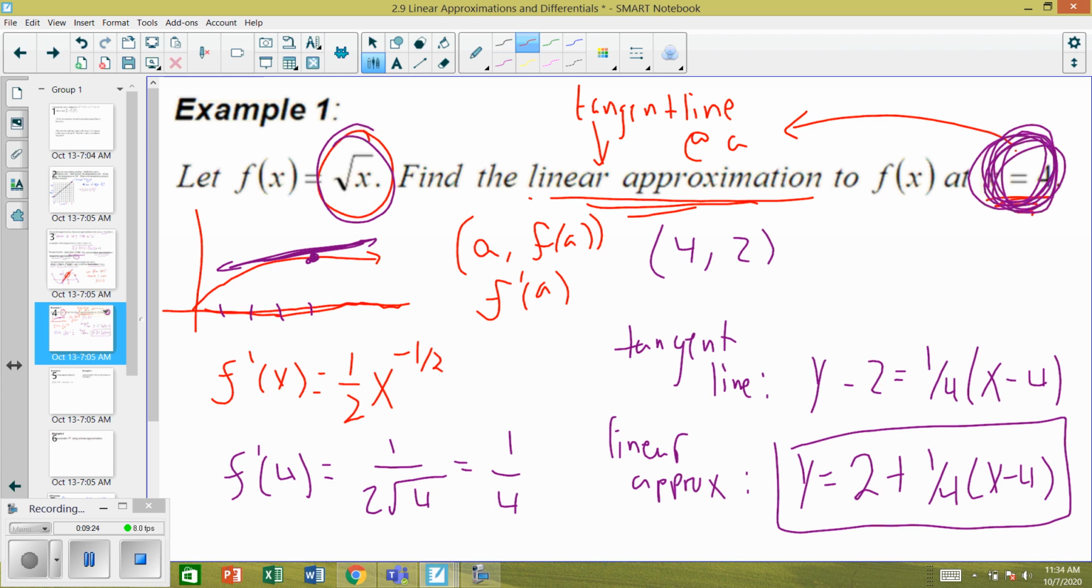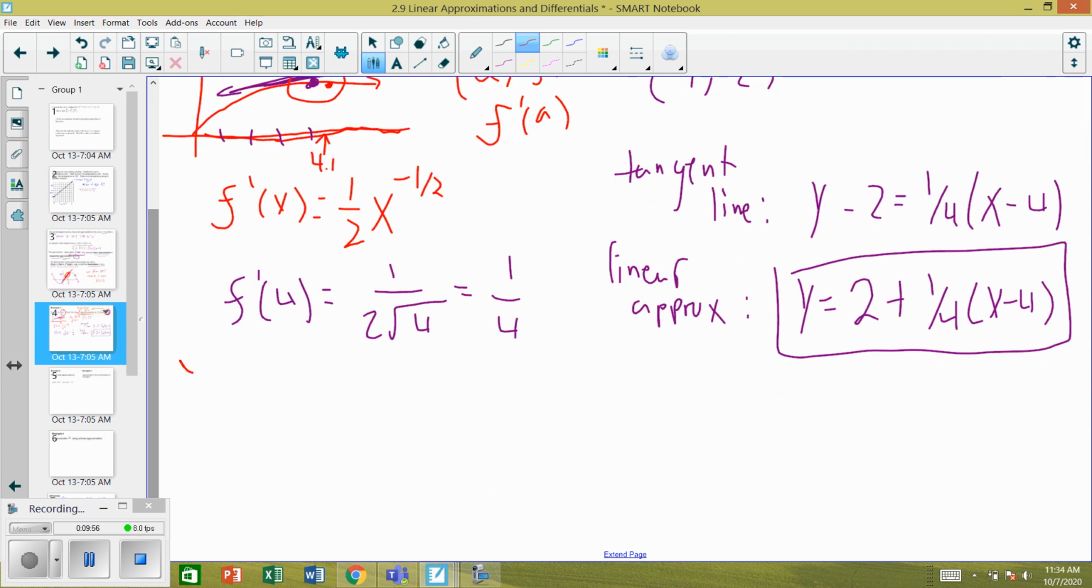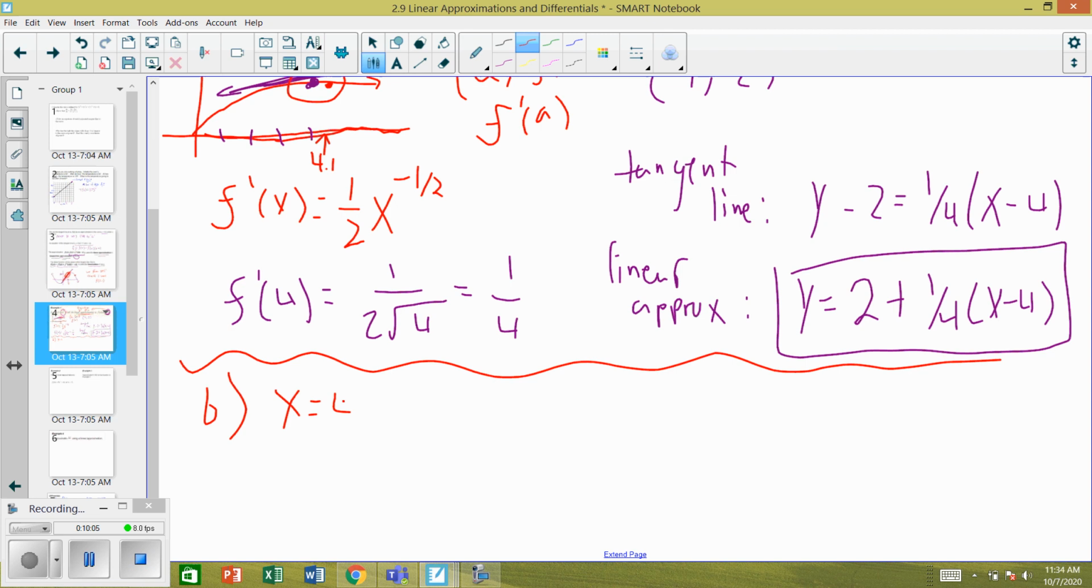But let's say I wanted to know, maybe, I'll give an example here. What if I wanted to know the value at 4.1 of the square root, like the square root of 4.1, which is right here on my curve? Wouldn't you agree that the linear approximation, or the tangent line that's really close to 4, is going to be a pretty close approximation? And it's a lot easier to approximate by plugging into a line than it is to any other function. So that's kind of the idea, is we use a tangent line to approximate points around the tangent point. So a follow-up question could be something like this. I could say in part B here, maybe, let's say that x equals 4.1.